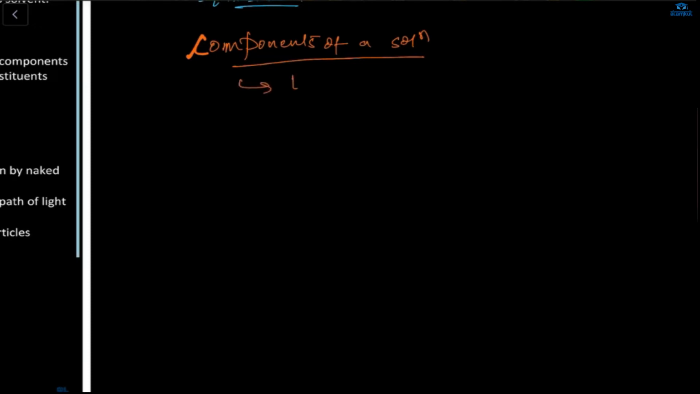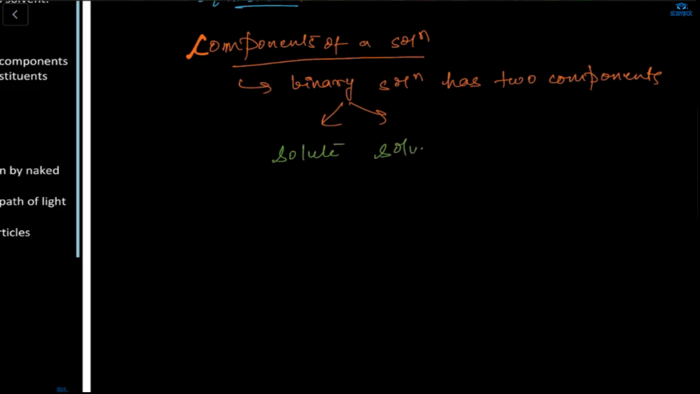Anybody? No, I don't know. You don't know, Shazan? Binary solution. Binary solution means two. Binary means two. Binary solution has two components. Anyone? Shazan and Advika? What are they? No idea? Okay. So one is solute, another one is solvent. And what is solute and solvent?